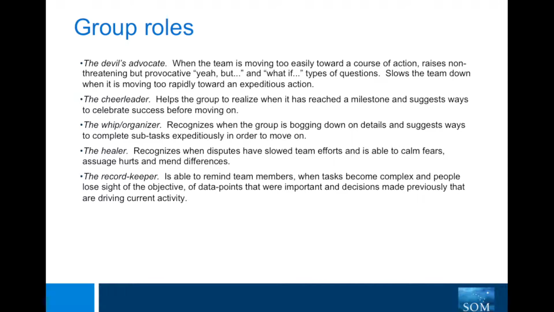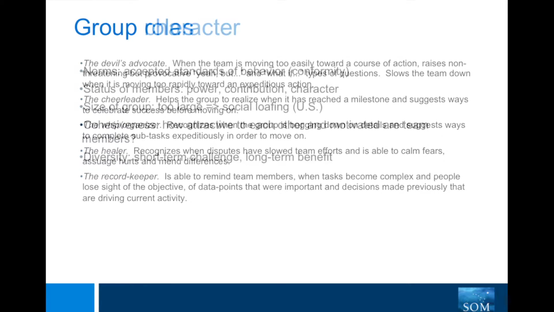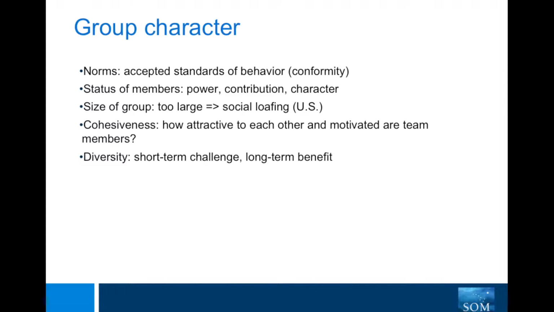And these are just a few examples of roles. You might brainstorm and think about the type of role you typically play in a group and how that might vary from circumstance to circumstance, and why that might vary from circumstance to circumstance. Groups are defined by a number of different attributes. First are group norms, which are the accepted standards of behavior in the group.